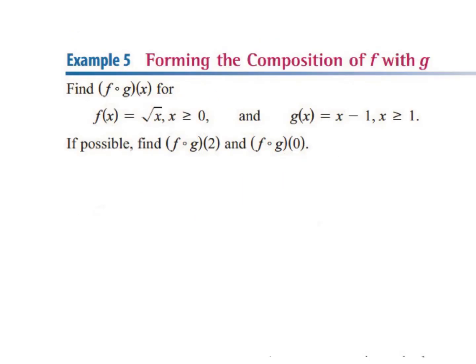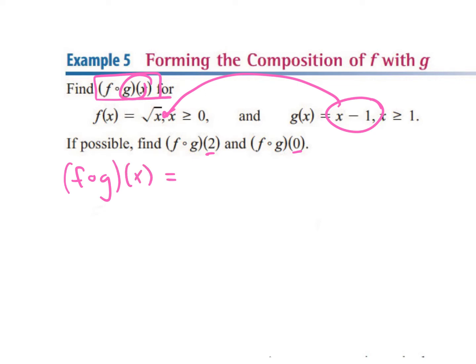So we want to find f of g of x, and if possible, find f of g of 2 and f of g of 0. So first we want to find f of g of x, and then we would plug in 2 and plug in 0. So let's start by just finding our composition function. So I'm going to start with which one? Which function is on the inside? G. So I start with g and plug that into the x in my f. So f of g of x is the square root of x minus 1.